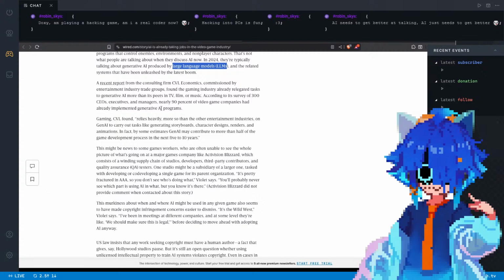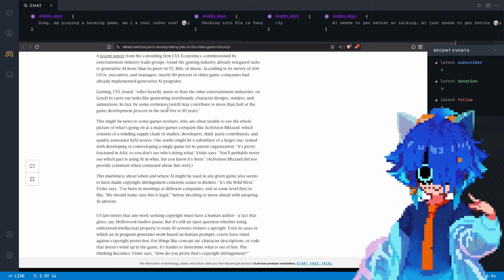A recent report from the consulting firm CVL Economics, commissioned by entertainment industry trade groups, found the gaming industry already relegated tasks to generative AI more than its peers in TV, film, and music. According to its survey of 300 CEOs, executives, and managers, nearly 90% of video game companies had already implemented generative AI programs. So, there is another thought here.